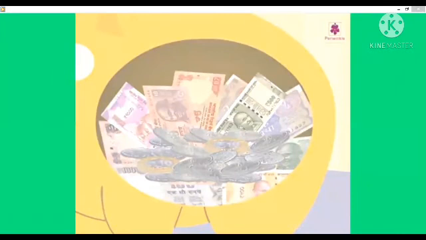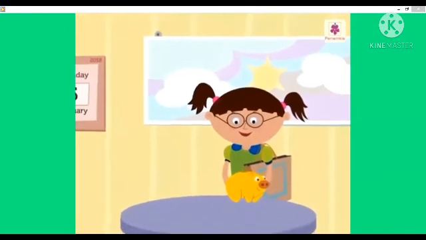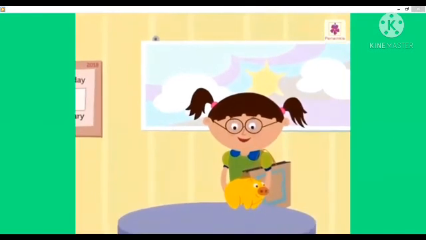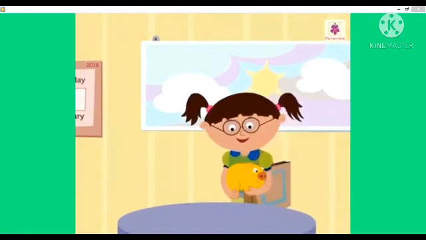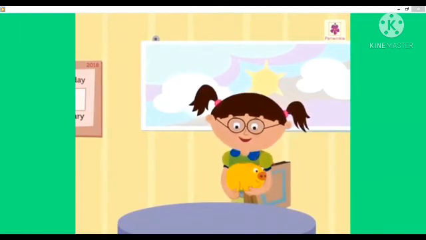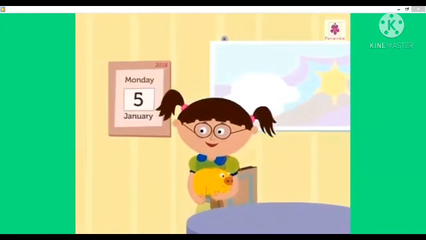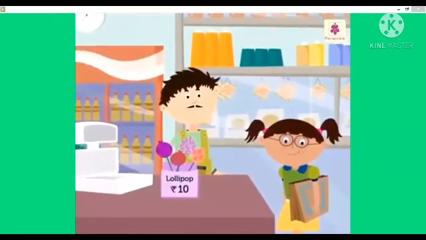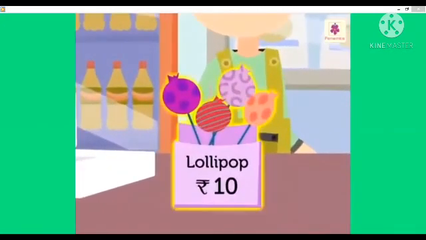All the coins and notes, different denominations, are called money. When we go shopping, we pay money for goods that we buy. So, let's go shopping with the money Syra has collected in her piggy bank. Syra is going to a grocery shop to buy a lollipop.